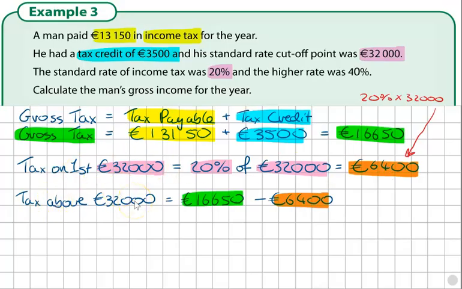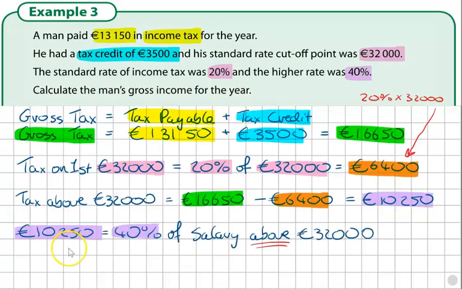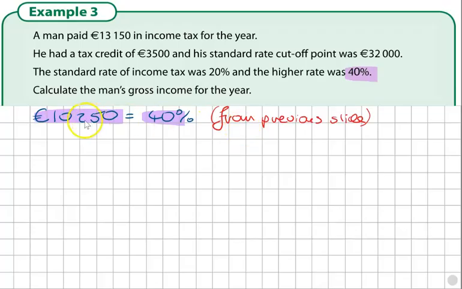Tax above 32,000 is going to be 16,650, which is the gross tax that we worked out up here, highlighted in green, minus the 6,400, leaves us with 10,250. So the €10,250 that we just worked out is equal to 40% of the salary above €32,000. So €10,250 is equal to 40%. So that's from the previous slide.